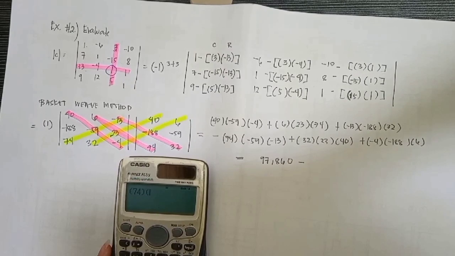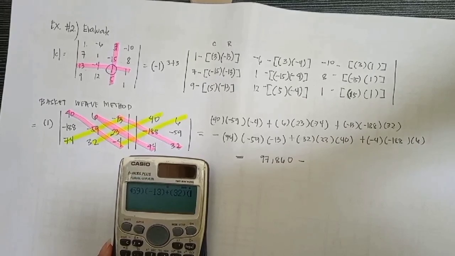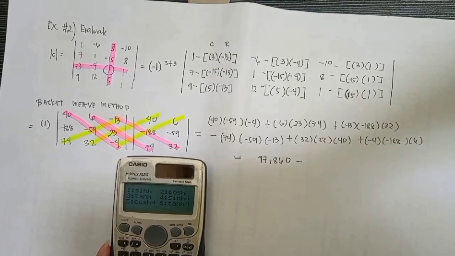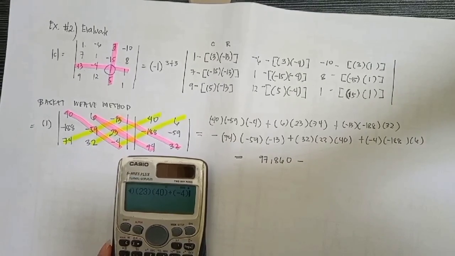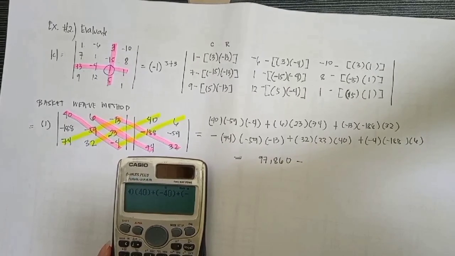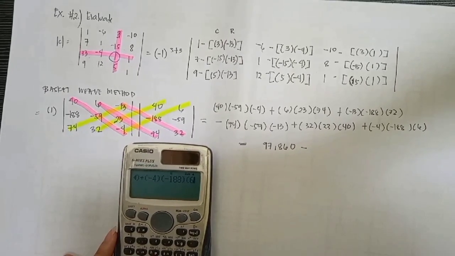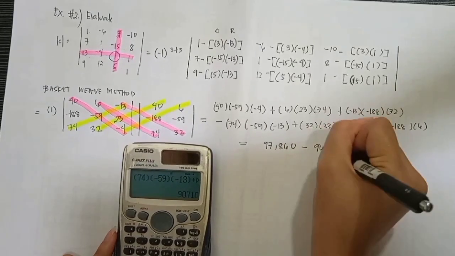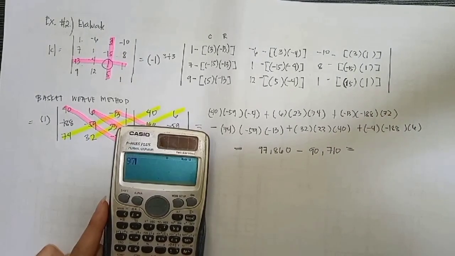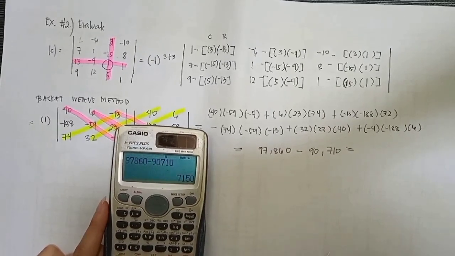And simplify positive 74 multiplied by negative 59 multiplied by negative 13, plus the product of 32 multiplied by 23 and positive 40, plus the product of negative 4 multiplied by negative 188 and positive 6, equals 90,710. Subtract it, and we will get the answer of 7,150.